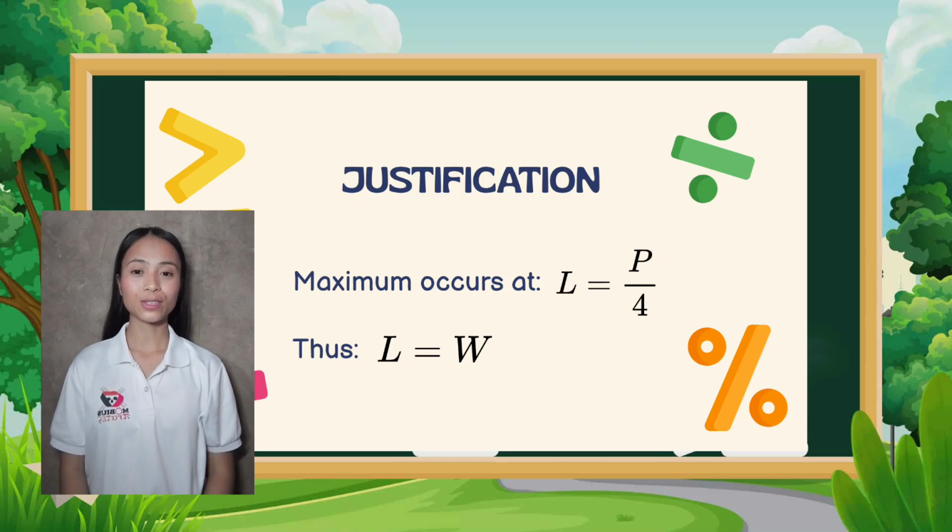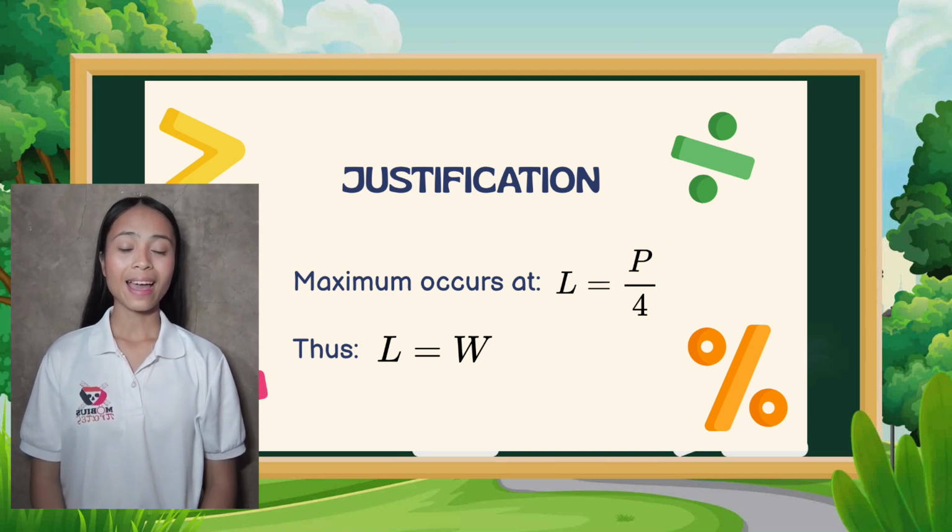Plugging in our values, we find L is equal to P over 4. Since our width is equal to P over 2 minus L, then width also equals P over 4. Therefore, L equals W, proving that the rectangle must be a square to maximize area.